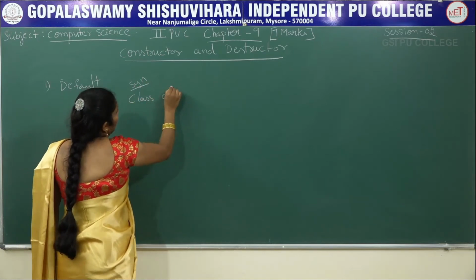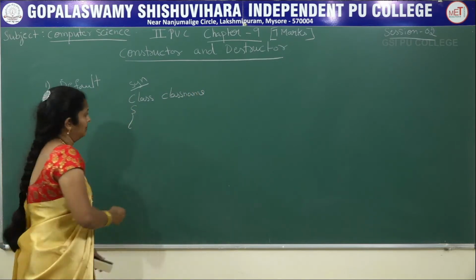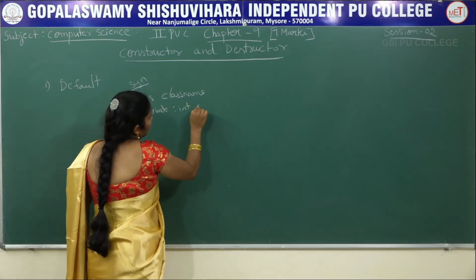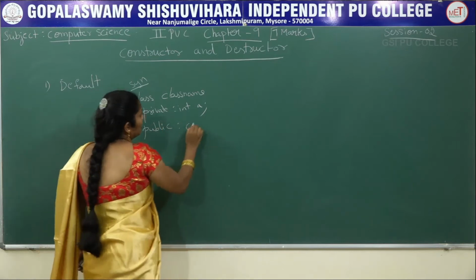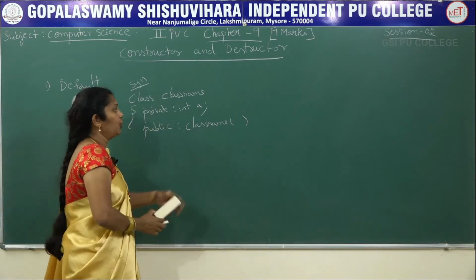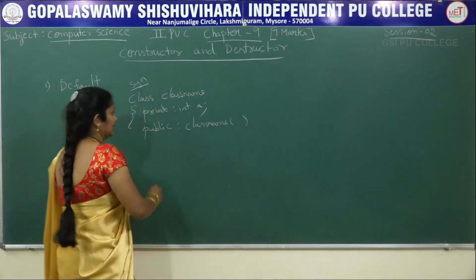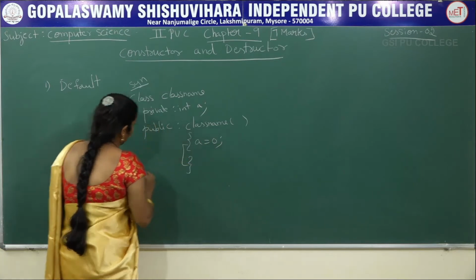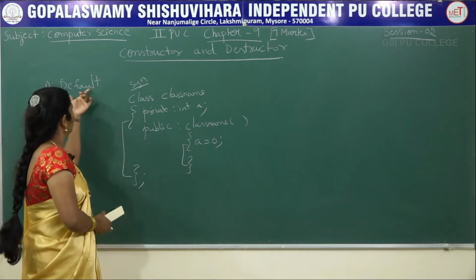For example, when writing the syntax, first the class name, then insert the bracket. In the private section, for example, we have the variable int a. Then in the public section, we declare the constructor function with the class name and an empty bracket. If you don't have any arguments, then it is called a default constructor. Here I initialize a equals 0, then close the constructor function, then close the class. This is the syntax for default constructor.